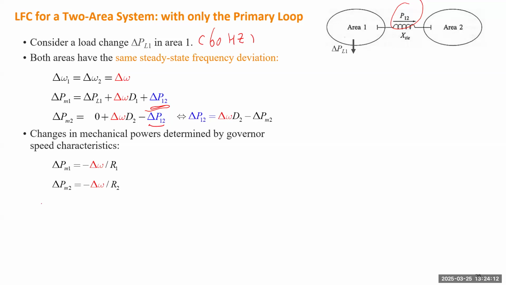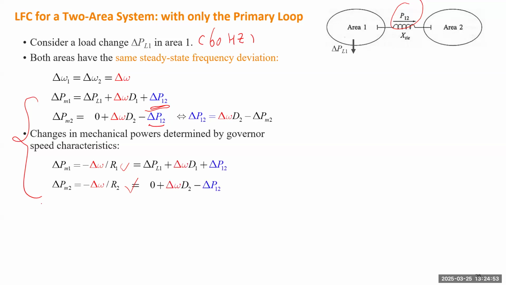So now if we study those 4 equations, those 4 equations have 4 unknowns, right? We have delta omega, delta P12, delta PM1, delta PM2. But delta PM1 and delta PM2 can be easily solved by these 2 formulas if we know the delta omega. So basically, we can eliminate the 2 equations. We only have 2 equations to solve 2 unknowns, which are delta omega and delta P12. That's exactly what we aim to do for this slide. We want to figure out how the load change can cause the frequency deviation and the tie-line flow change.